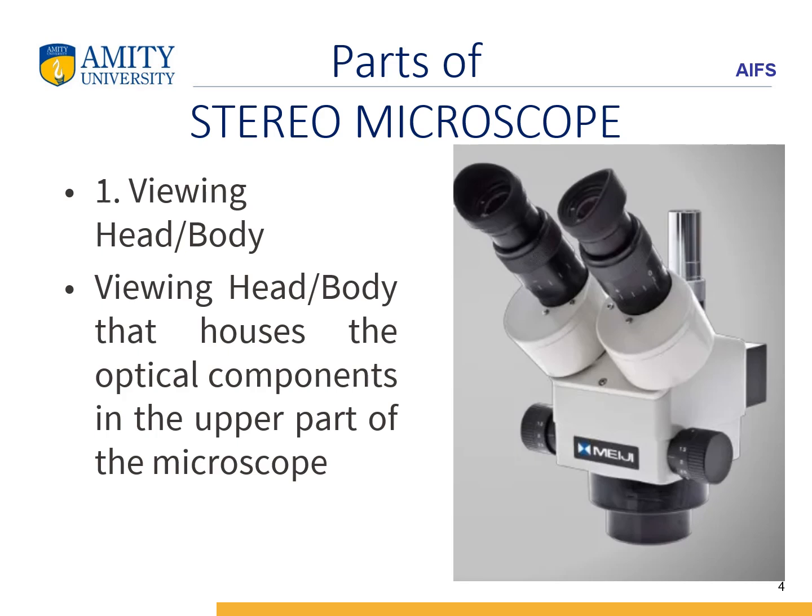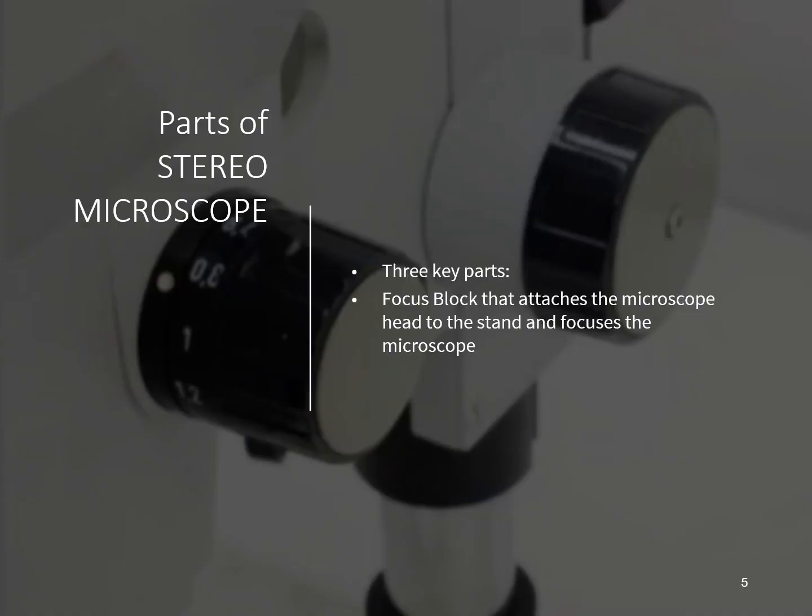As you can see in the image, there is an ocular which is fixed with a diopter which you can adjust. The stereo microscope has another part, and the part which I am discussing is the focus block. Here you can see the focus knob, with coarse and fine adjustment, that is for focusing of the microscope.